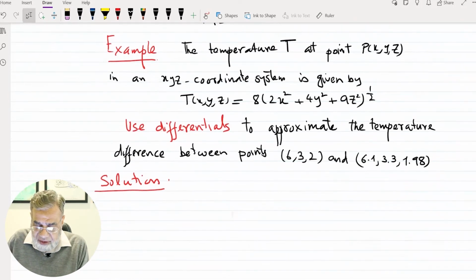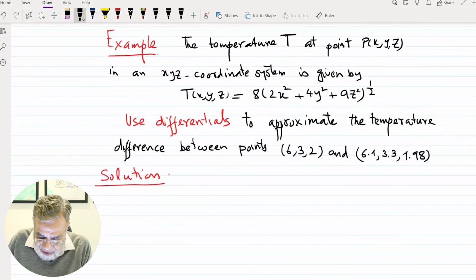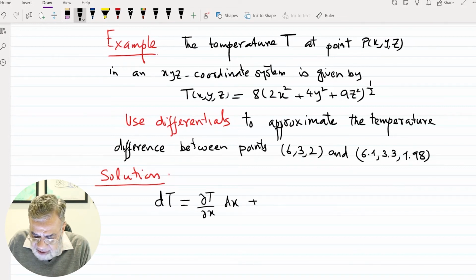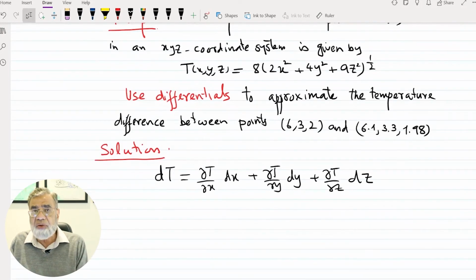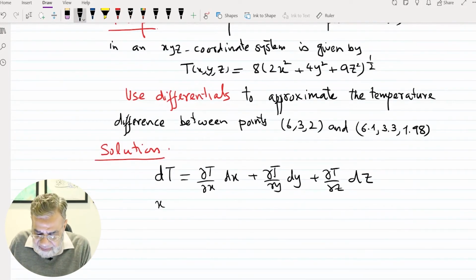So here we have the formula. First, we're given T as a function of x, y, and z, and dT will be equal to partial T by partial x into dx, plus partial T by partial y into dy, plus partial T by partial z into dz. Now the data given to us, in addition to that, is the value of x equal to 6, the value of y equal to 3, and the value of z equal to 2.